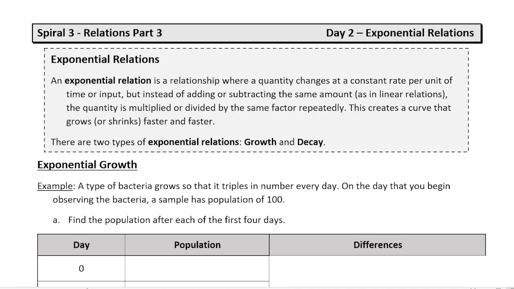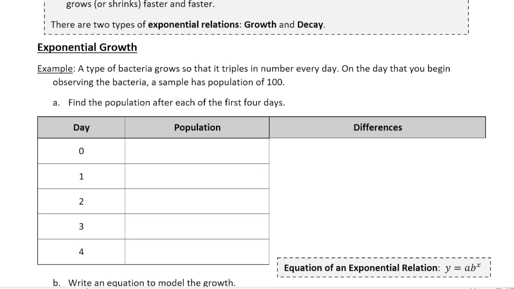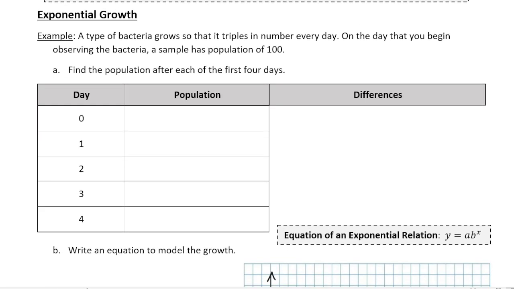Like a linear relationship, it does change sort of at a constant rate depending on how you think about it. Except instead of adding or subtracting the same amount each time, we're going to multiply or divide by that same factor every time. So that's why it's exponential, because we're just multiplying and dividing by the same amount. So let's look at a couple examples first.